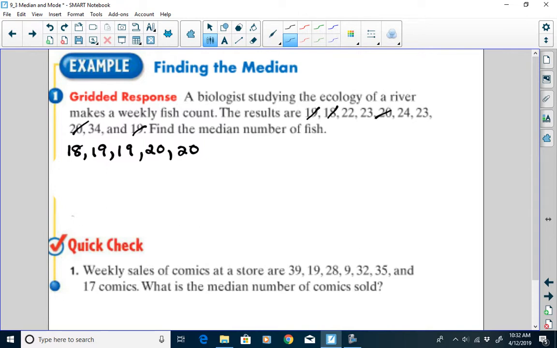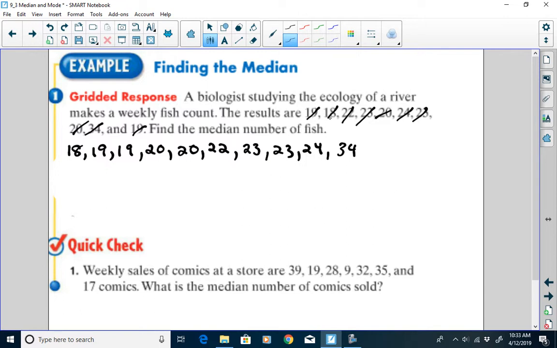Next data item we have in order from least to greatest looks like it's 22. Then we have 2 23s, 23, 23. Then we have a 24. And then we have a 34. So your first step in finding the median is to arrange your items from least to greatest. I always like to double check to make sure that we have used all of our data items.